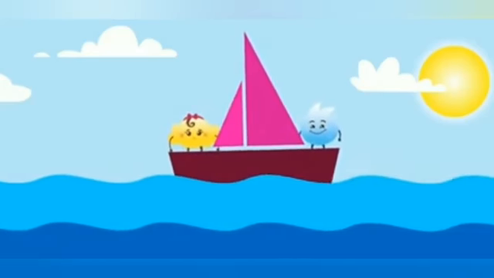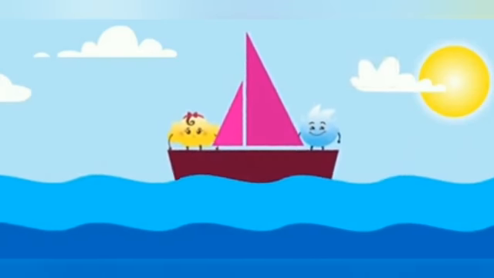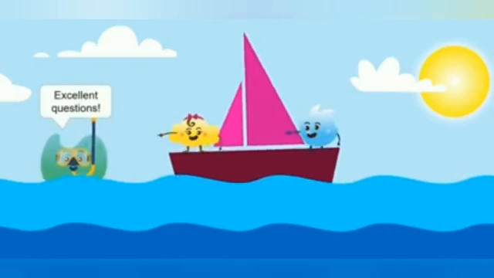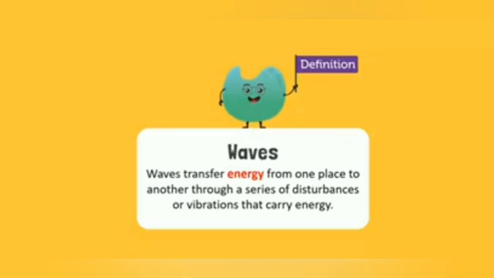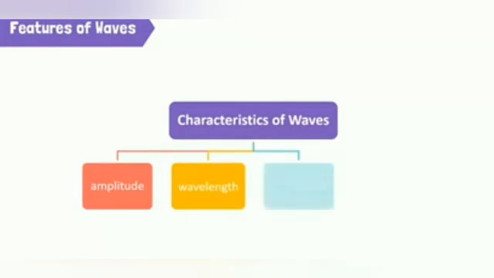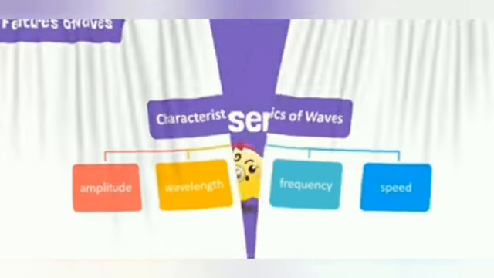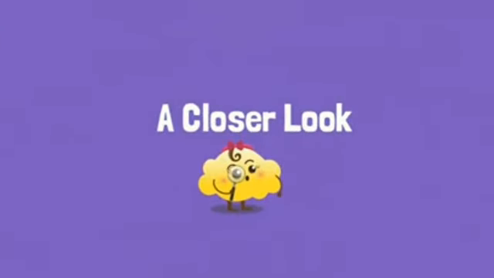Waves. But first, how do we define waves? Excellent question. Waves transfer energy from one place to another in a medium through a series of disturbances or vibrations that carry energy. Here are the basic features of waves: amplitude, wavelength, frequency, speed. These four quantities describe different properties of waves. Let's discover what each of these means.